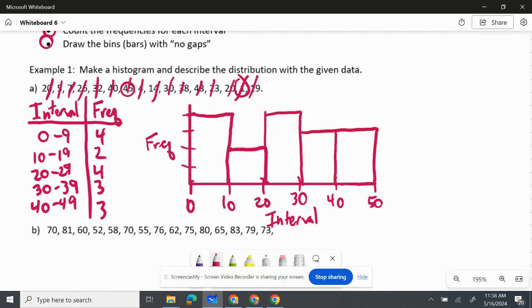Now what I'm going to do is my description. I'm going to describe the distribution. So I'm going to talk about my shape, which would be approximately symmetric. And the reason why is because if I were to take this one right here and put it right here, it would be exactly symmetric. So it's basically 1 point or 1 number from being perfectly symmetric. So that's why I say approximately symmetric. Outliers would be none.